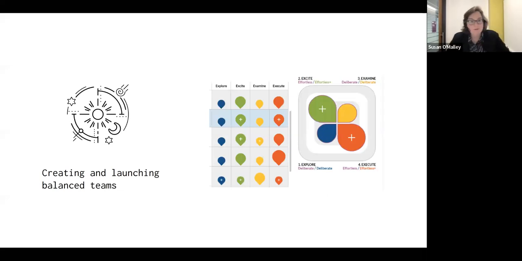So the first way that we used it was creating and launching balanced teams. We would, of course, use it when a team was kicking off. We would use it to have the team look at their profile, talk about some of what they'd learned about themselves, and use watch outs and risks. We have a system that we call the flight system at IDEO, which was basically the launch, mid-flight, mid-cycle, and then the wind down process for programs.